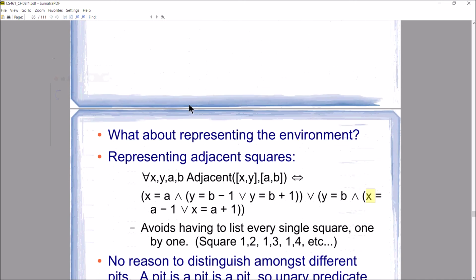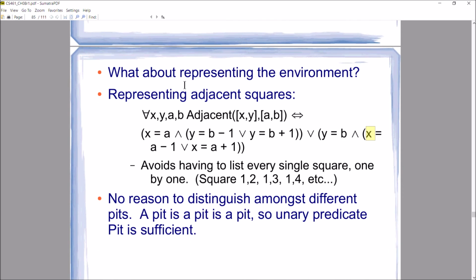So what about representing the environment of Wumpus world? Well, here's an example. If you want a rule that says what it means for squares to be adjacent, these are ordered pairs, x, y and a, b. These represent the row number and column number. For any set of these numbers, the squares are adjacent if and only if x is equal to a and y is one more or one less than b.